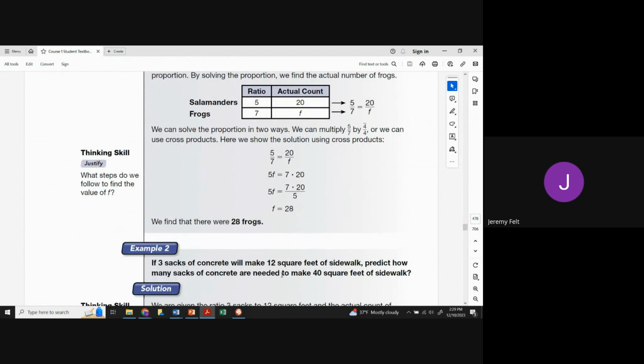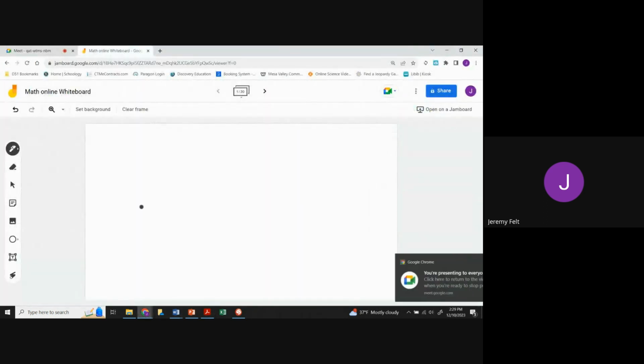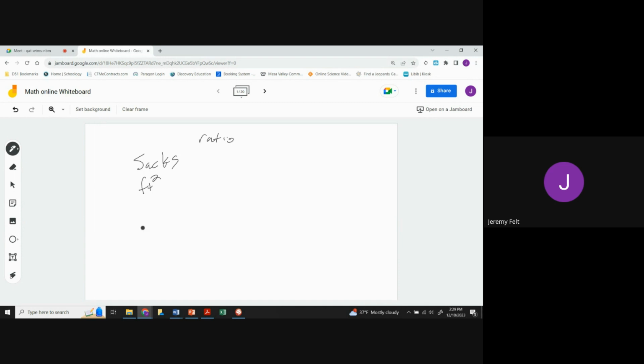So if I have example 2, 3 sacks of concrete will make 12 square feet of sidewalk. Predict how many sacks of concrete are needed to make 40 square feet of sidewalk. Okay, it's going to be the same ratio that we're using. So we set up sacks, square feet, so ratio. You can do actual and ratio, it doesn't matter. We just usually put ratio first because that's what we're given first.